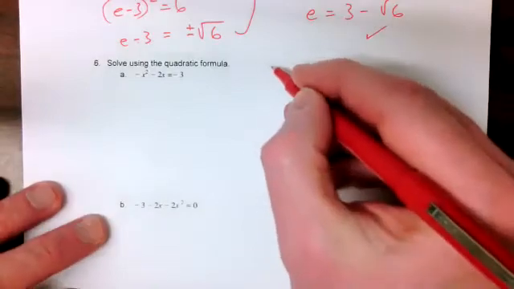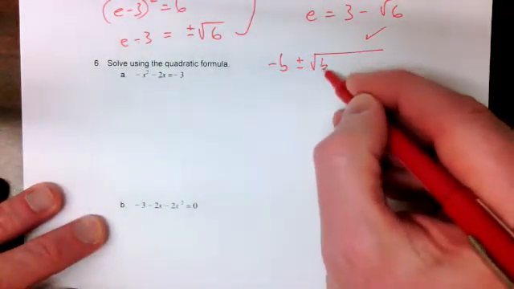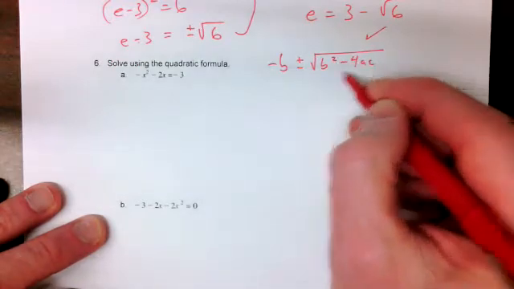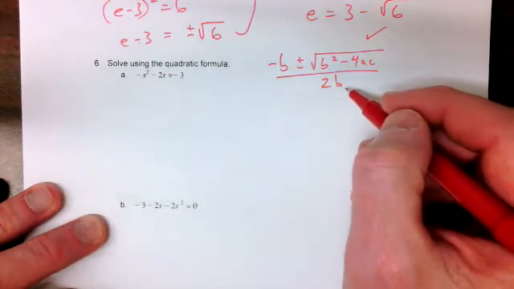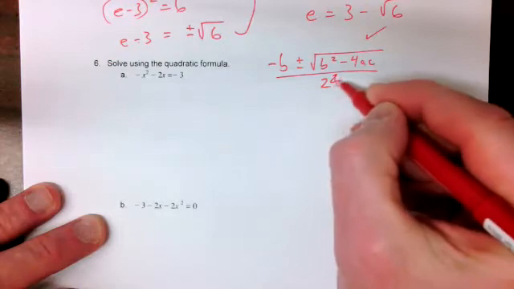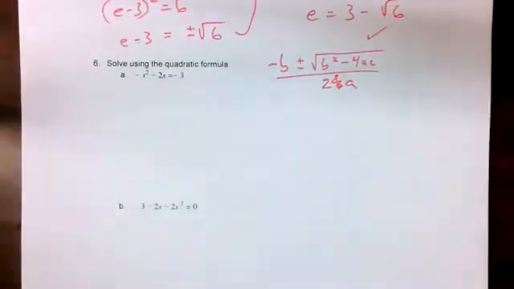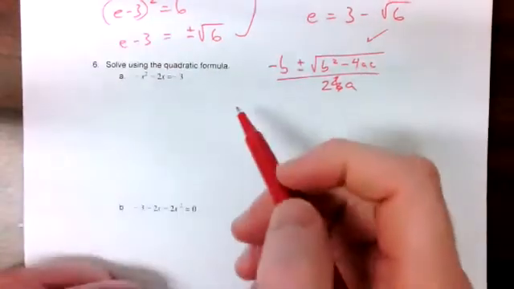Quadratic formula. Will the quadratic formula be provided for you? Yes. Negative b plus or minus the root of b squared minus 4ac all over 2b. Is it 2b or 2a? It's 2a, isn't it? I have to check. Come on, brain. 2a. Goodness. Good thing I'm giving you the formula because I don't even remember it.